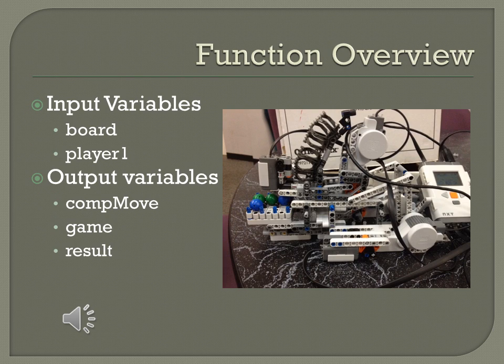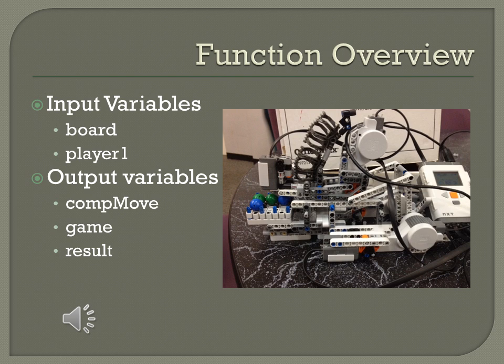Our function takes in two different variables, the first of which is board. Board is the layout of the board that has been determined by the board read function, which we will talk about later. This will be used to determine what the board looks like and what the best possible move available is. It also takes in player 1. It checks to see if player 1 is computer, and if player 1 is computer, then computer's markers are X's and player markers are O's. Else, if player 1 is person, then the computer markers are O's and the player markers are X's.